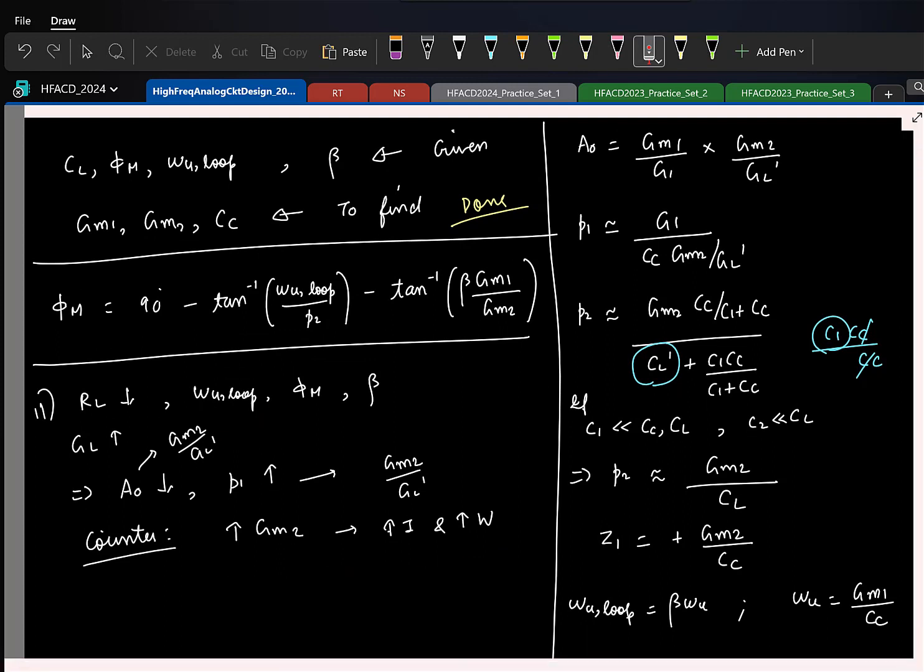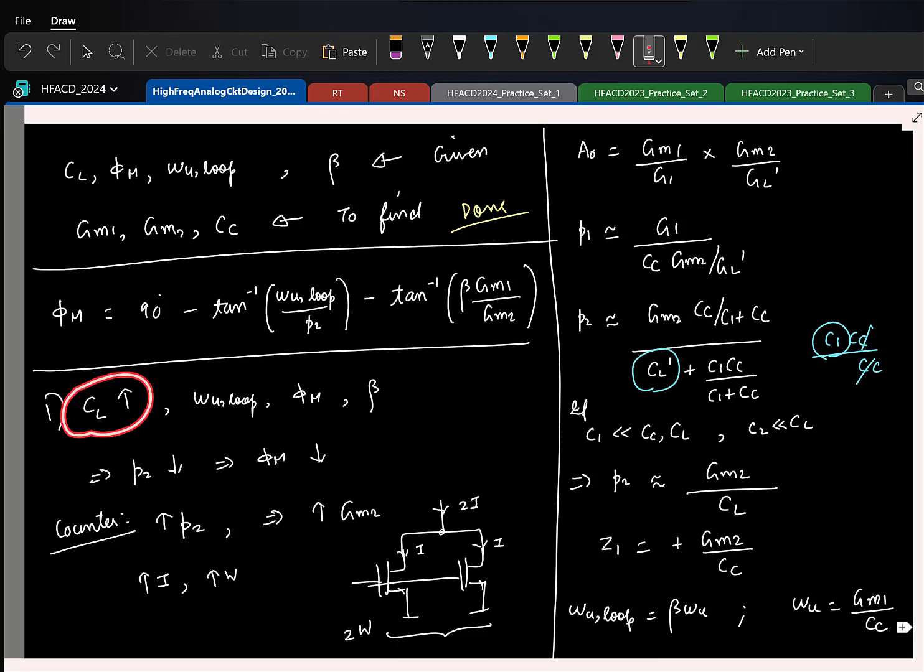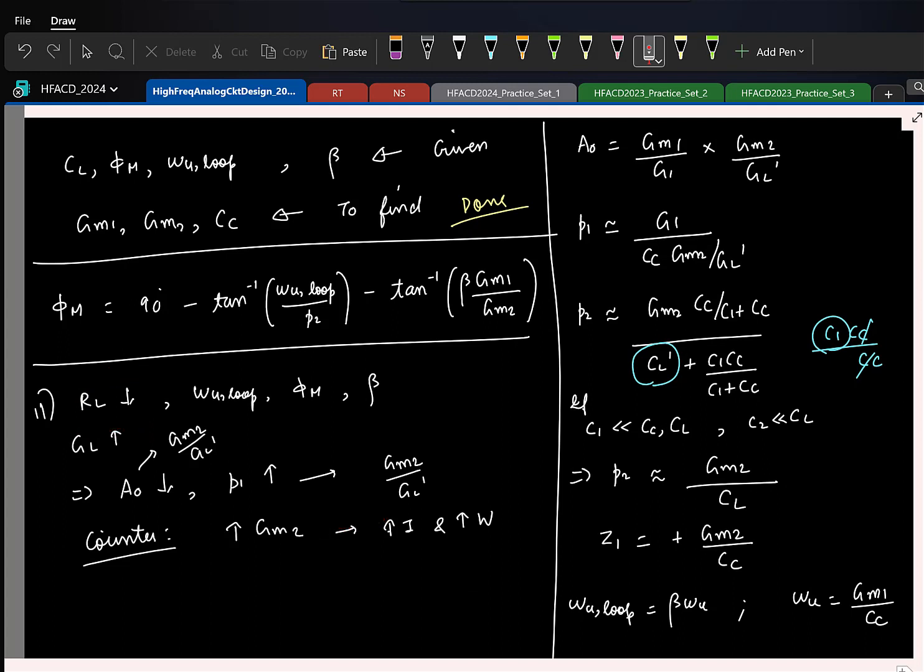If you make this observation, when the load capacitance increased, I increased GM2. Similarly, when the load resistance decreased, I had to increase GM2. Does it make sense? Why? What we found is, whenever the load became difficult to drive, that is when the load capacitance increased or the load resistance decreased, the solution is to increase the second stage transconductance GM2, right? The question is, does it make sense?